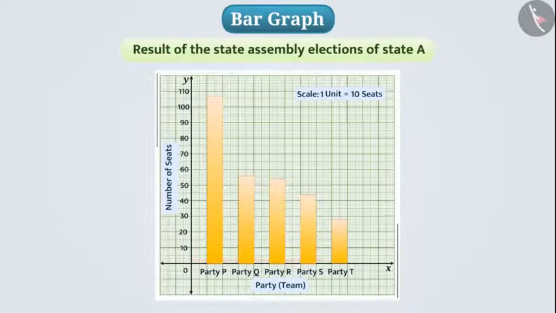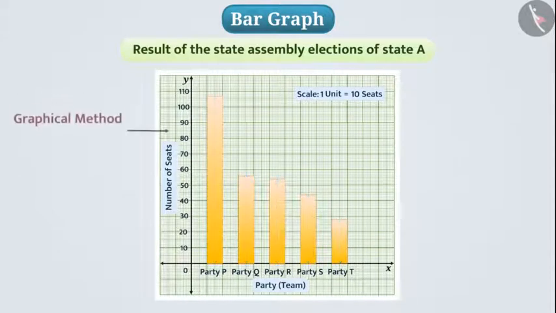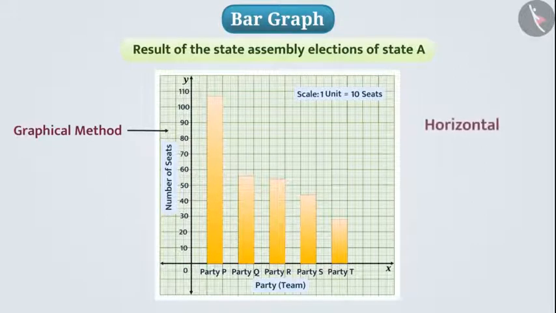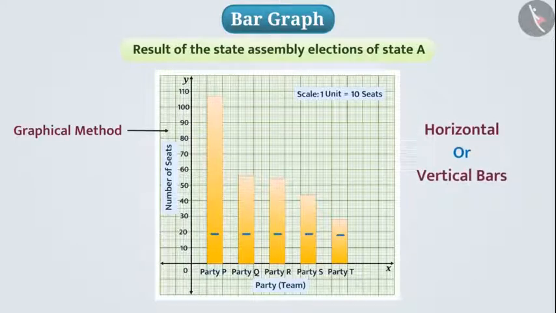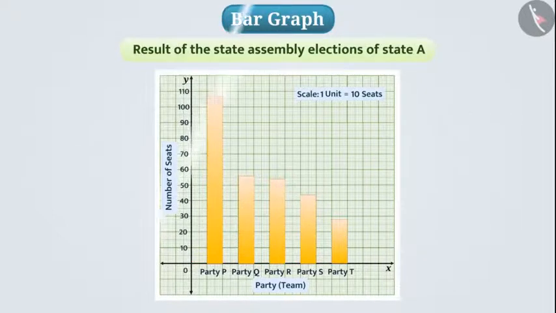These are called bars. All the bars in the bar graph are of equal width and at the same distance. In the bar graph, the data is represented by the length of the bar. Thus, the graphical method of representing data, in which data is represented by horizontal or vertical bars of equal width at the same distance, is called a bar graph. Let us now know how to read a bar graph. Here, we see that the length of the bar made for party Q represents 56 seats. In this way, we can say that in the State Assembly elections, party Q won 56 seats.